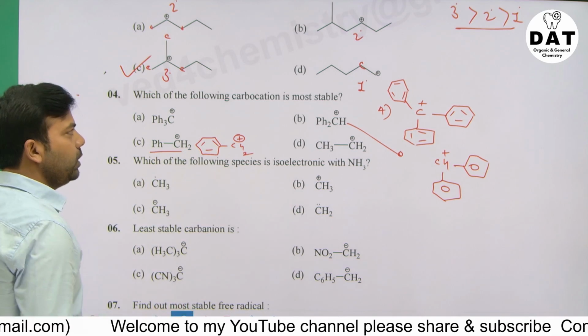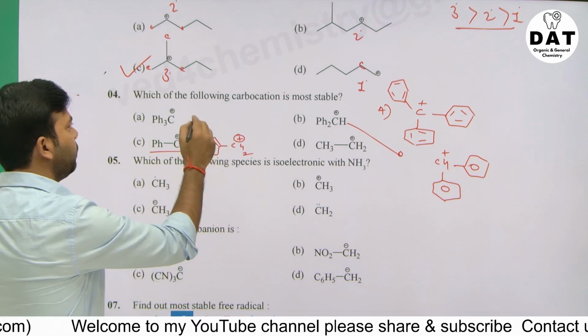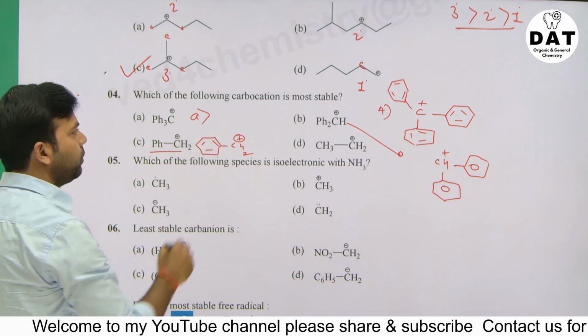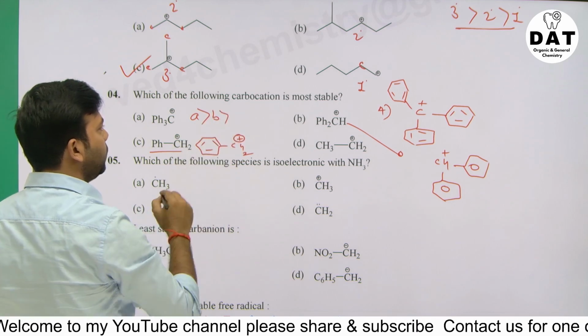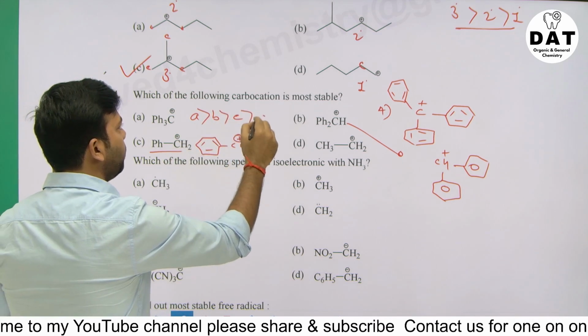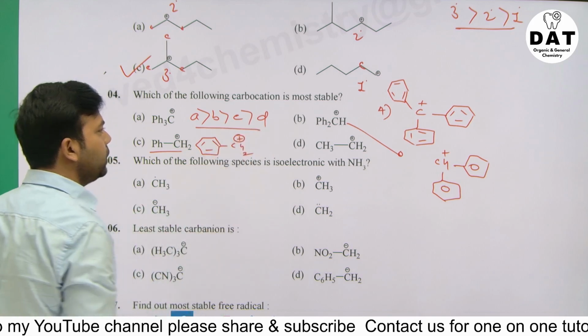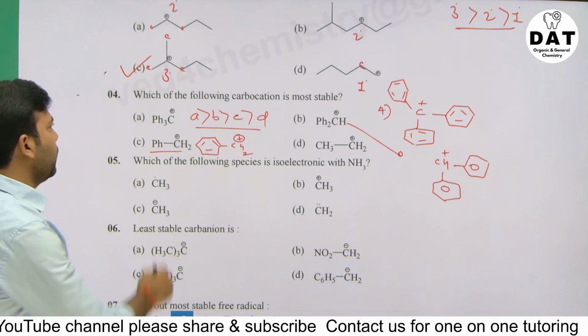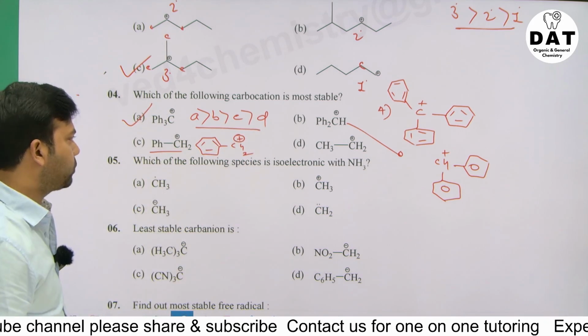If you are going to arrange them in decreasing order, then the answer will be A, after that B, then we have C, and then we have D. This is the decreasing order of stability, and the right choice here will be A.